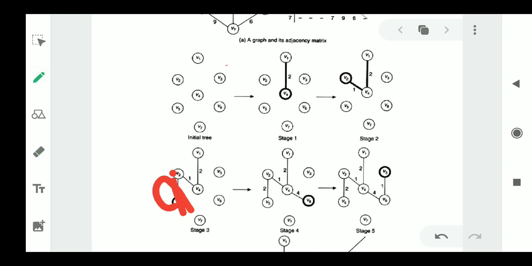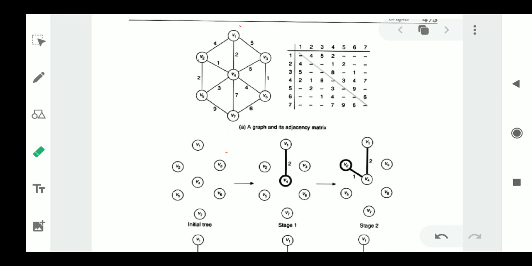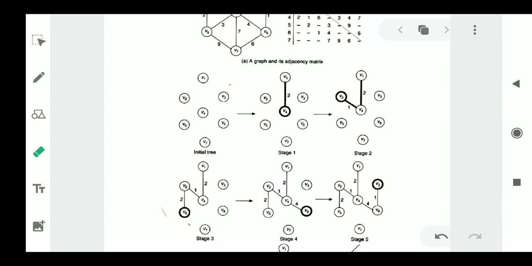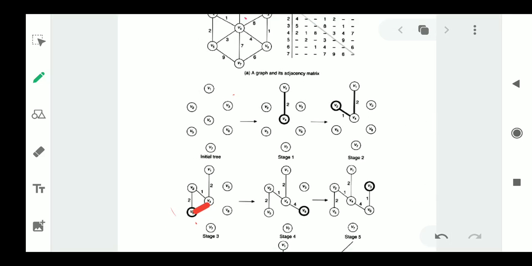Okay. And now from V5 we will verify again. Suppose from V5 we take the adjacent ones. What are the adjacent nodes for V5? V4, V2 and V7. Among all of them, which is having the least cost weight? This one, 2. So V2 is having the least cost weight. But we are not going to take V2. V2 is already connected, and we will take now V4. V4 is having the least cost weight, right? So if I connect V4, what happens? I am not taking V4. Why? Because if I connect V4, a circuit will get formed.